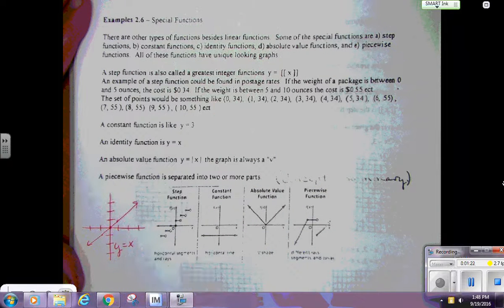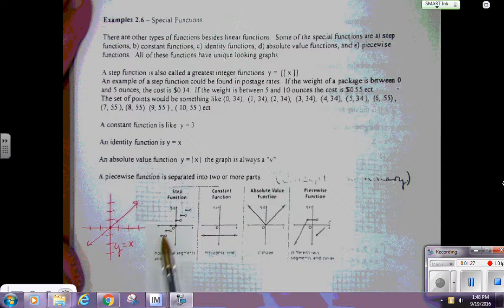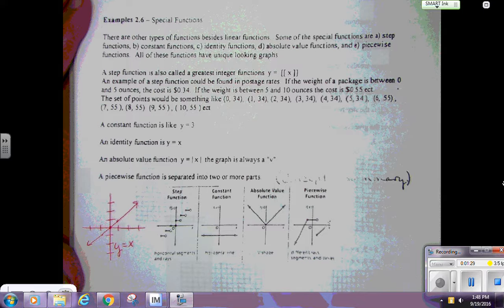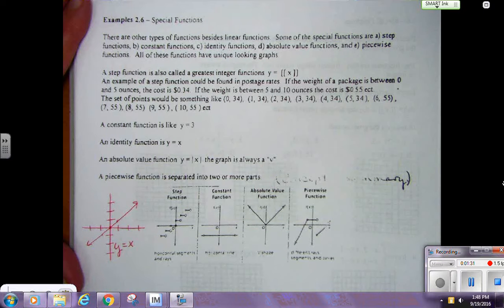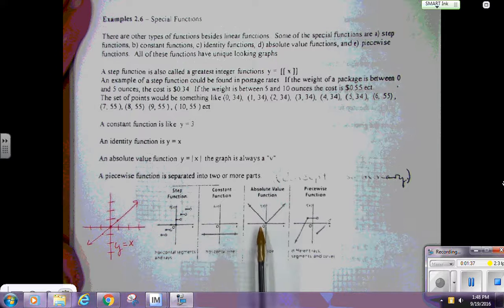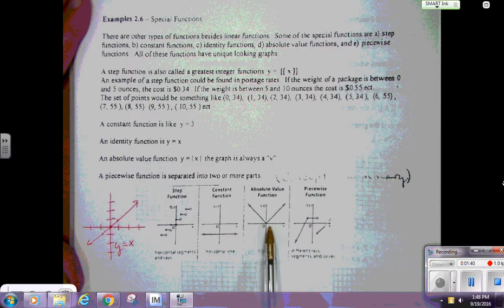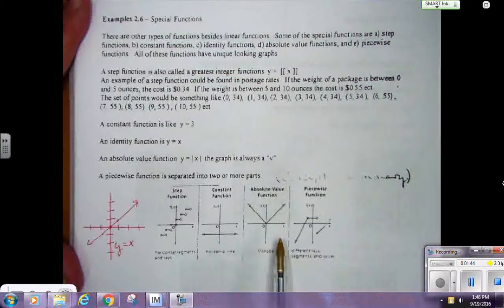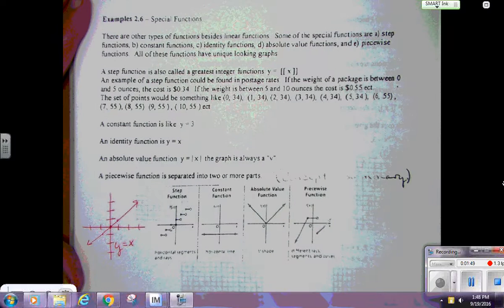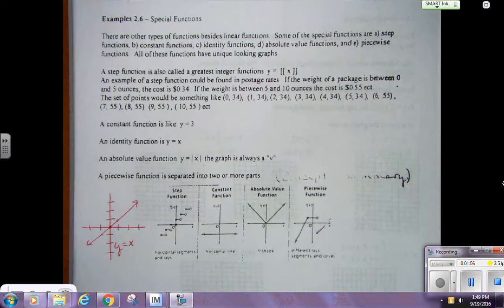Then you have the step function, and the reason it's called a step function is because when you graph it, it has a little step-like graph. A constant function is just y equals some number. It's going to be a horizontal line. An absolute value function is always in a V shape, so you know what to expect when you graph one. And then you have a piecewise function, which is made up of several parts of other equations. You just put them all together into one. All right, so let's look at the second paragraph.